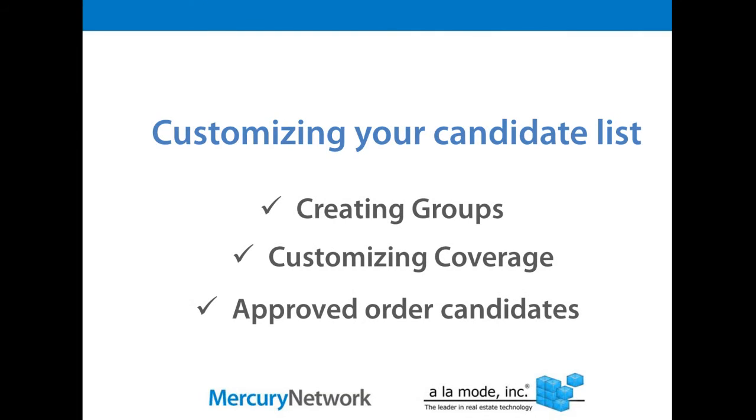Once you've completed your list of preferred appraisers, it's time to now customize your settings to get the full effect and flexibility of Mercury. This will include setting up custom groups as well as customizing the coverage areas that appraisers have selected, as well as selecting approved order candidates by the type of jobs that they offer.